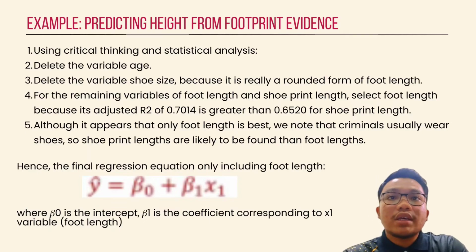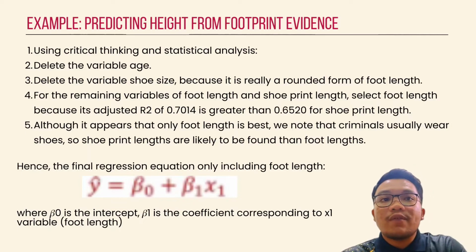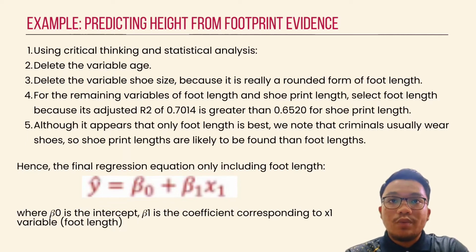Using critical thinking and statistical analysis, delete the variable age, and delete the variable shoe size because it is really a rounded form of foot length. For the remaining variables of foot length and shoe print length, select foot length because its adjusted R-squared of 0.7014 is better than 0.6520 for shoe print length.